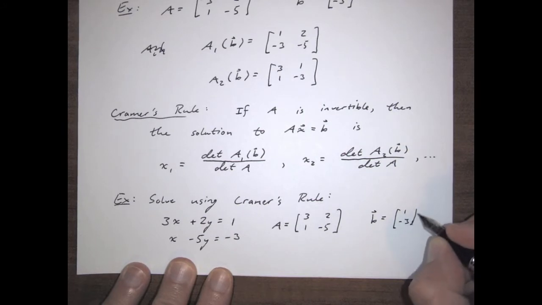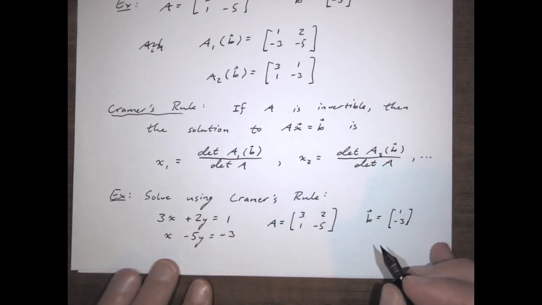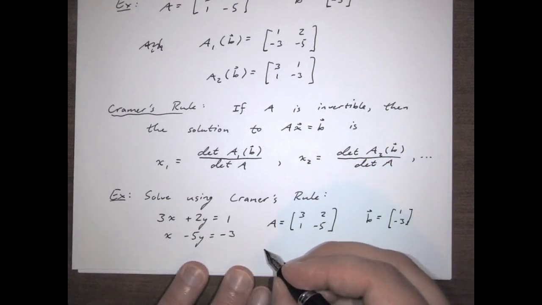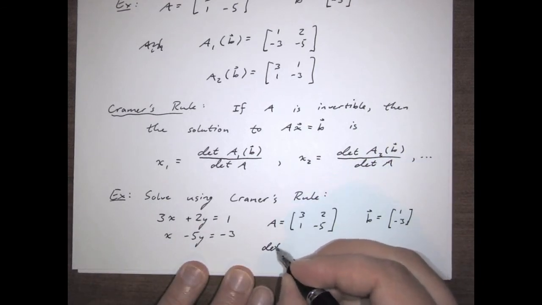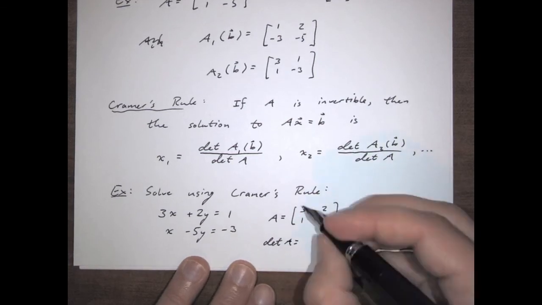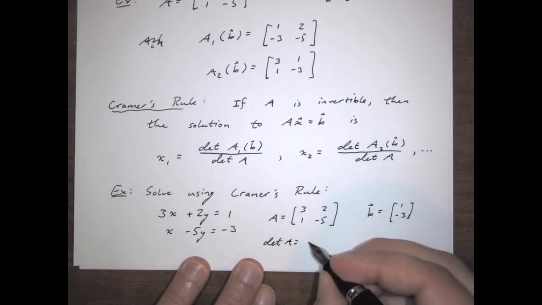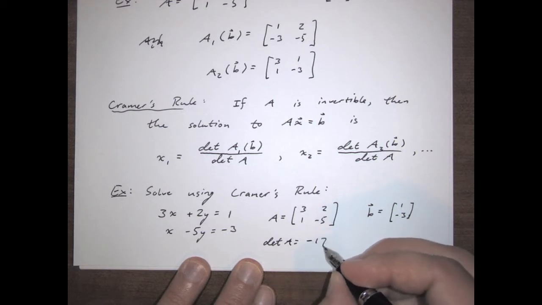And then important things we need to know. So the determinant of A, something we need. So this would be 3 times -5 is -15, minus 2 is -17.